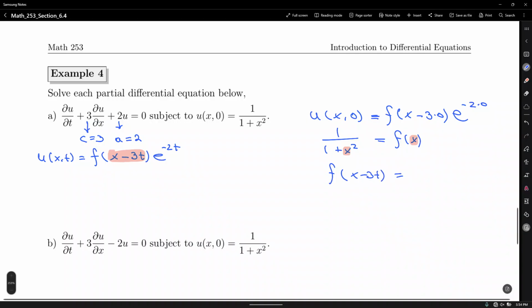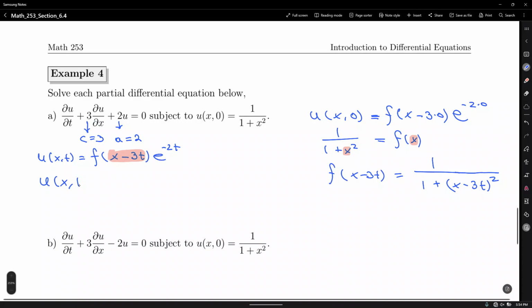that is 1 over 1 plus x minus 3t squared. All right. And we're essentially done with this. Now go back to the original form right here.